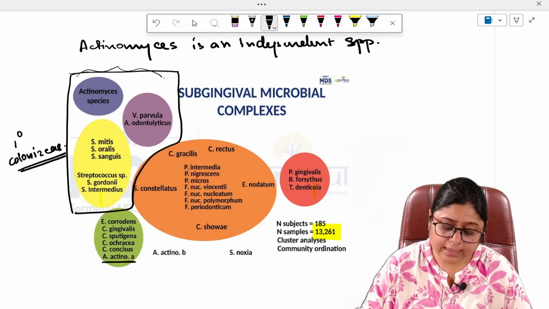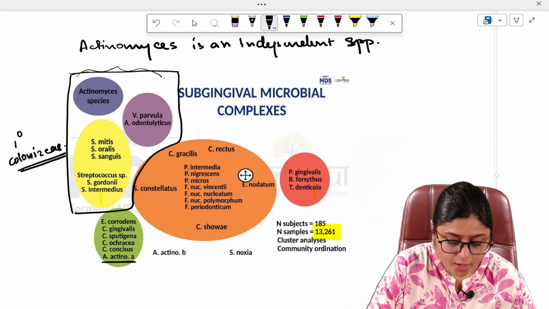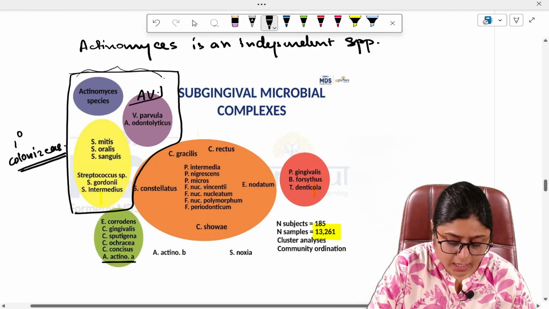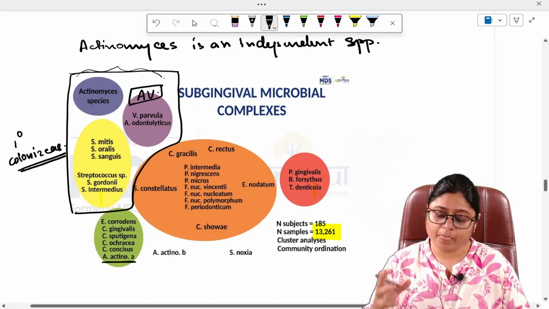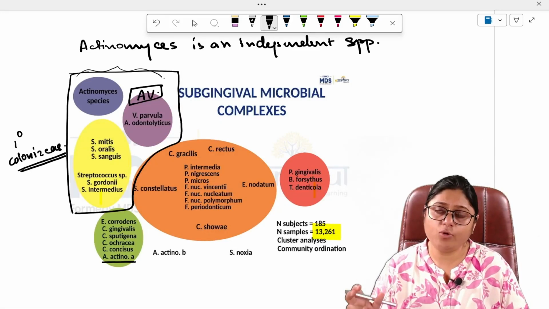Okay. Now let us see the bacteria in purple complex. In purple complex, there are AV. You have to remember the mnemonic AV. AV means audiovisual. A for Actinomyces odontolyticus and V for Veillonella parvula.